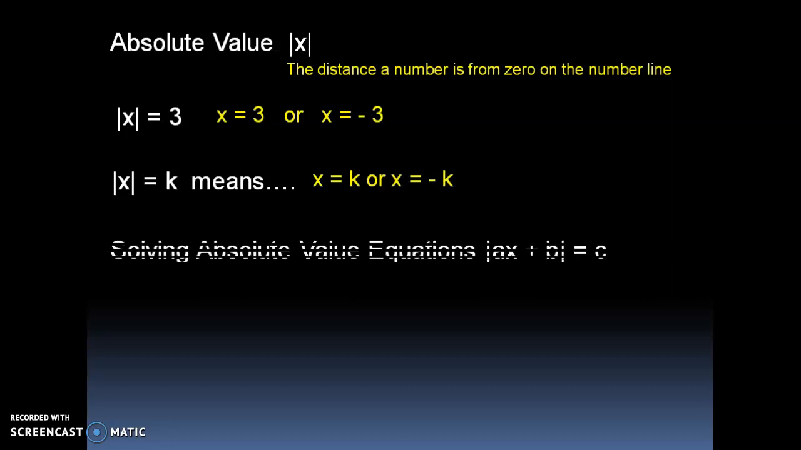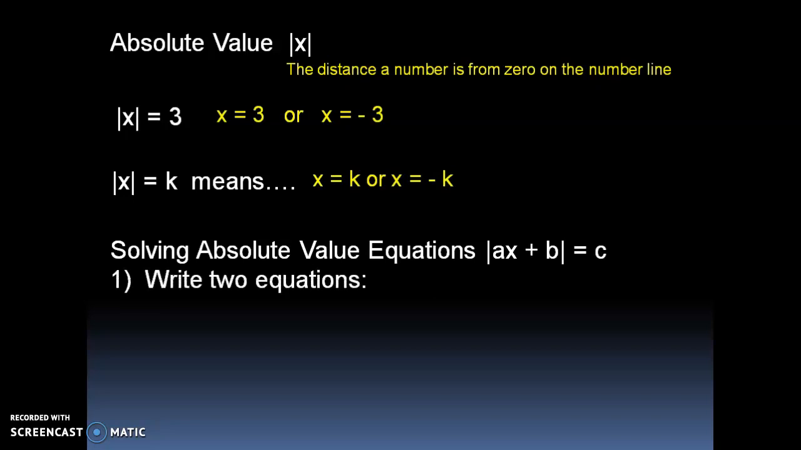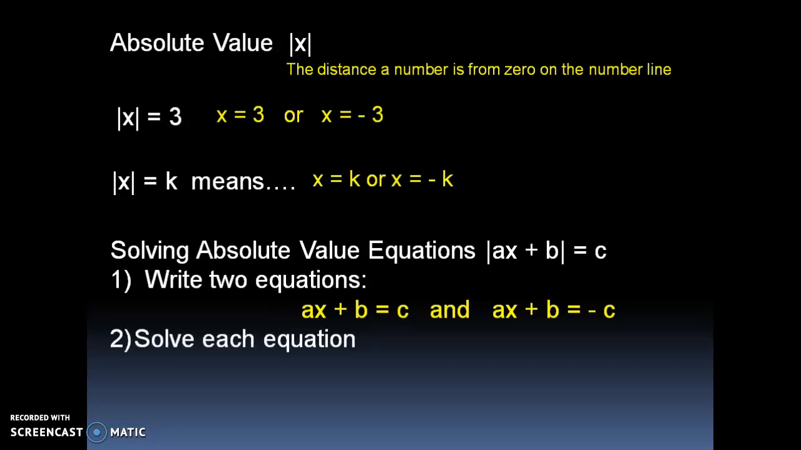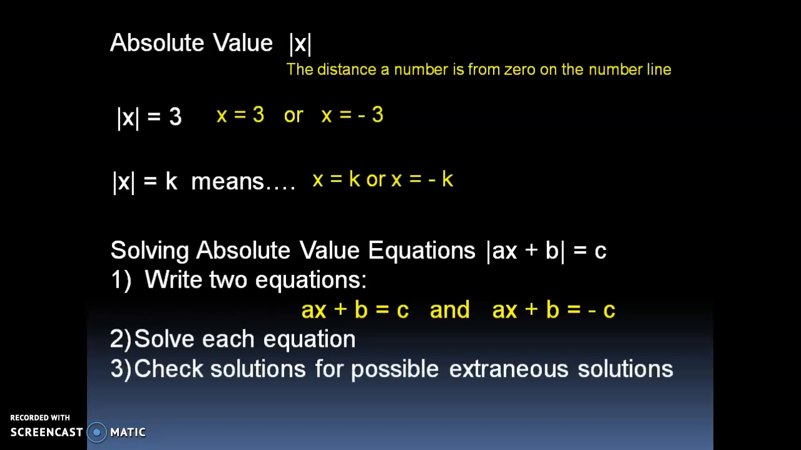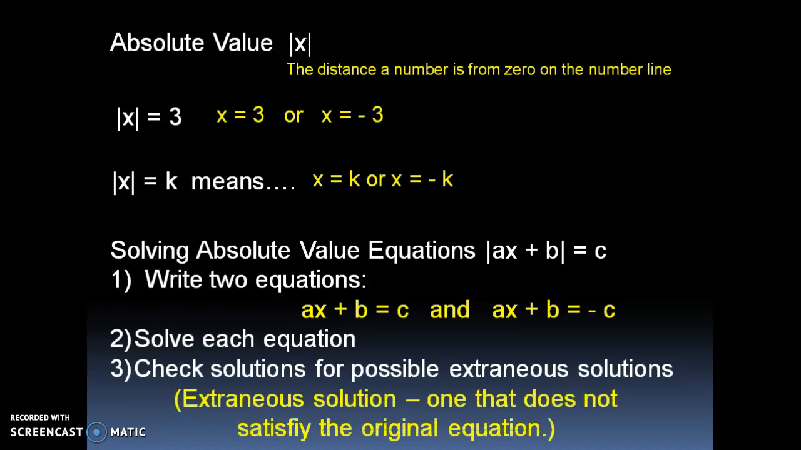So now we're going to get away from just the absolute value of x. We need to solve absolute value equations. So inside the absolute value bars, I might have ax plus b, and that equals c. To solve those, you're going to write two equations. Again, ax plus b has to equal c, and ax plus b has to equal negative c. C and negative c are both c units from 0. Then you're going to solve each equation, and then you just need to make sure that you're checking for possible extraneous solutions. An extraneous solution is one that does not satisfy the original equation.